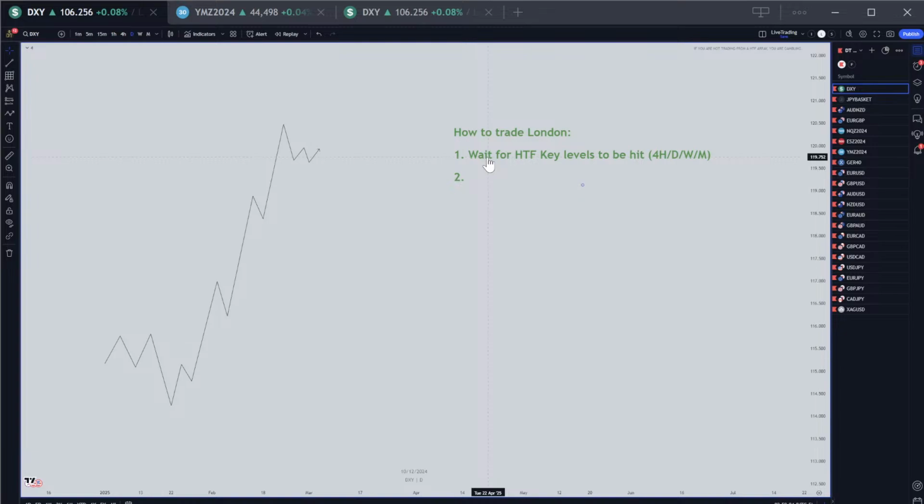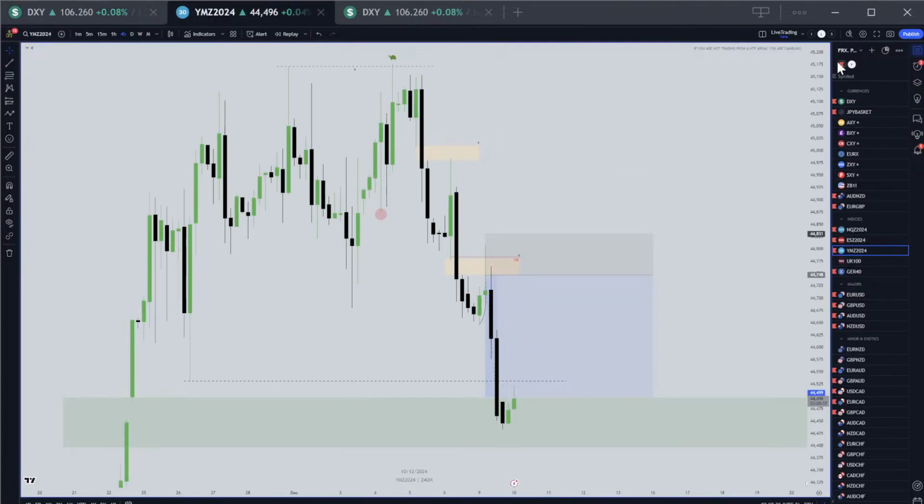So if this is your starting point, if you now go back to what I told you a few minutes ago, this is probably gonna be a waiting session for me. It has to do with this exact starting point of your London session. Because I'm just waiting for higher time frame key levels to be hit. If they're not hit, I'm out. I'm sitting on my hands.